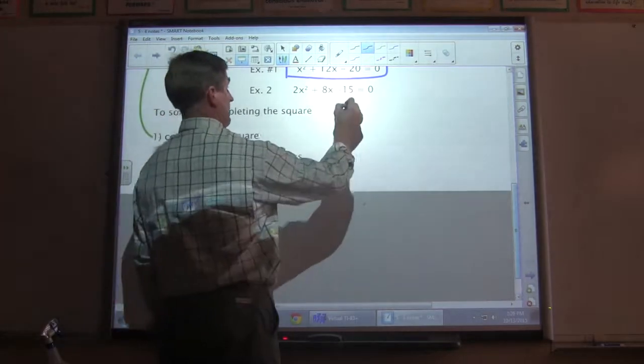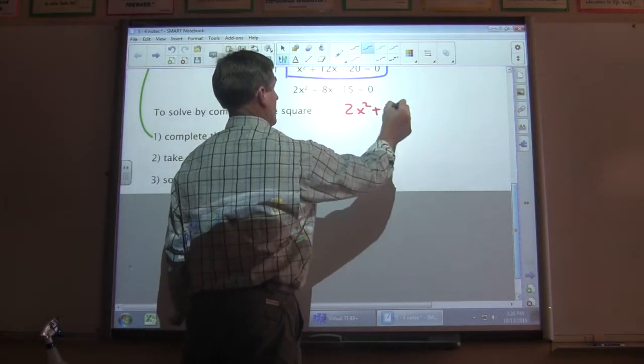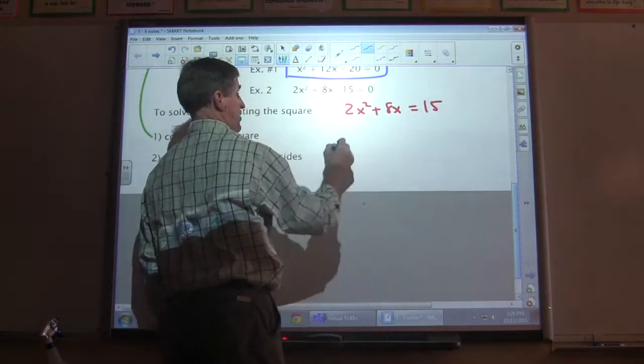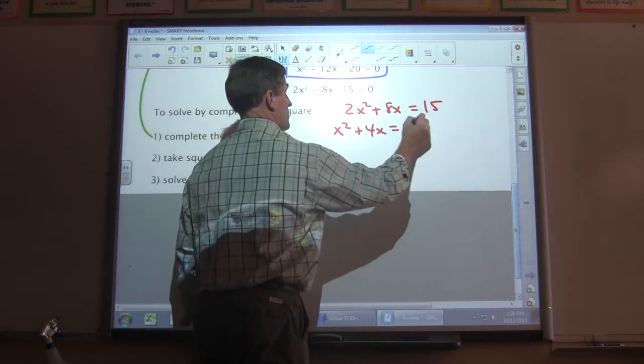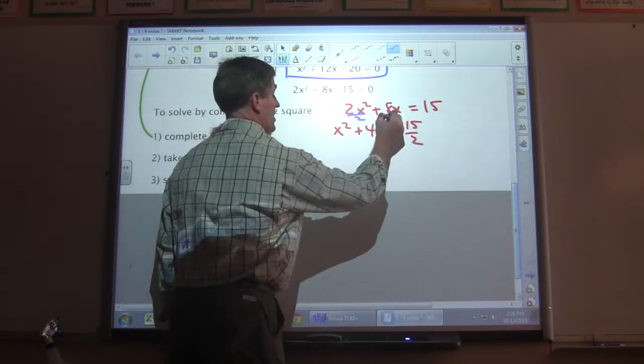So we do the same thing. Move the 15 to the other side. Divide everything by 2. So that becomes 15 halves. Again, all I did was divide each of these by 2.